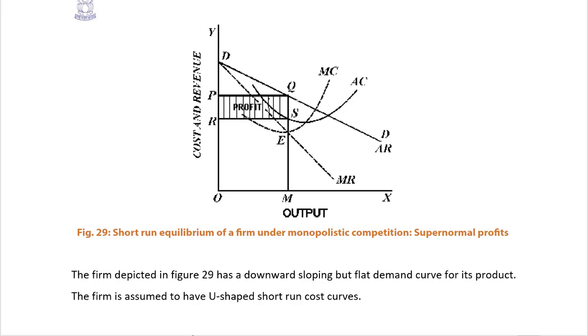cost. At the point where MC is equal to MR, that is marginal cost is equal to marginal revenue, MC is cutting MR from below. As you can see, this is the point where MC equals MR, and the marginal cost curve cuts the marginal revenue curve from below. MC should be rising.